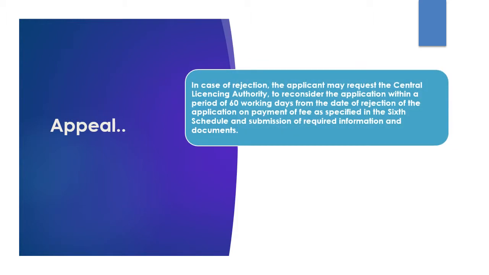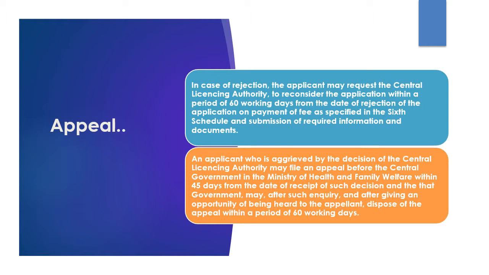In case of rejection, the applicant may request the Central Licensing Authority to reconsider the application within a period of 60 working days from the date of rejection of the application, on payment of the fee as specified in the 6th Schedule and submission of required information and documents. An applicant who is aggrieved by the decision of the Central Licensing Authority may file an appeal before the central government in the Ministry of Health and Family Welfare within 45 days from the date of receipt of such decision, and that government may, after such inquiry, and after giving an opportunity of being heard to the appellant, dispose of the appeal within a period of 60 working days.